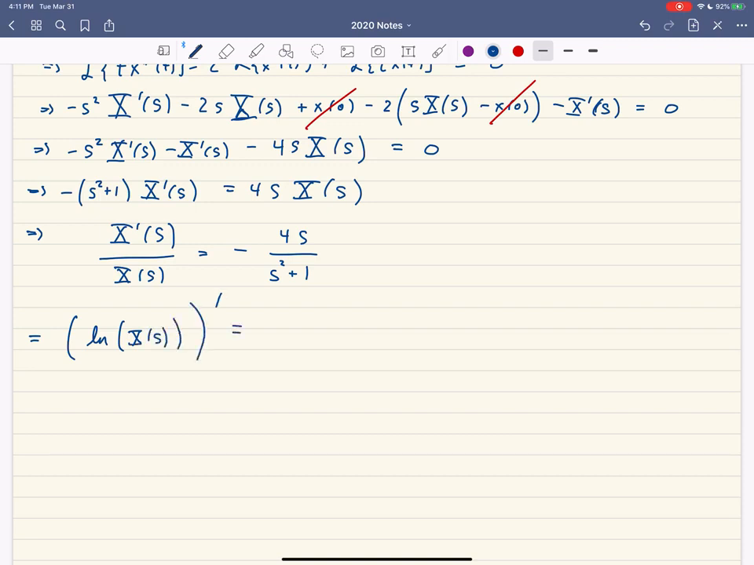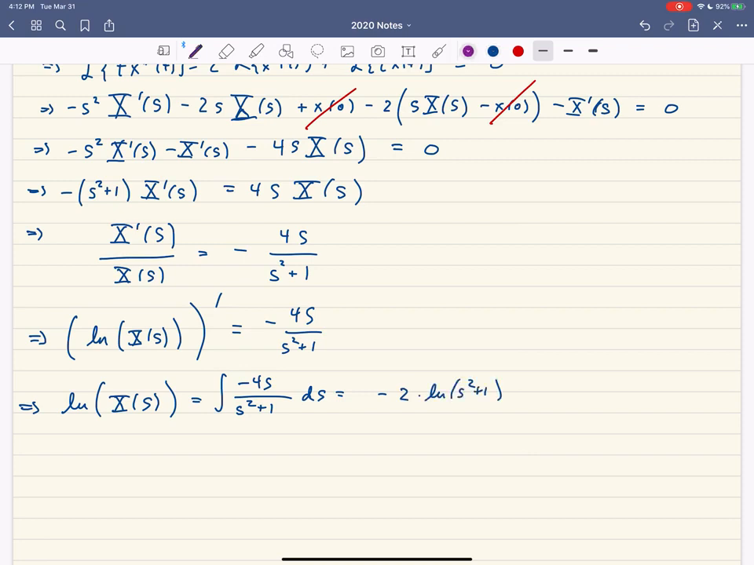Okay, so that's the derivative. And on the left side, we get negative 4s over s squared plus 1. So integrating both sides means that we're going to have natural log of capital X. And the integral of the right side, so the integral of negative 4s over s squared plus 1, is going to be negative 2 times the natural log of s squared plus 1.